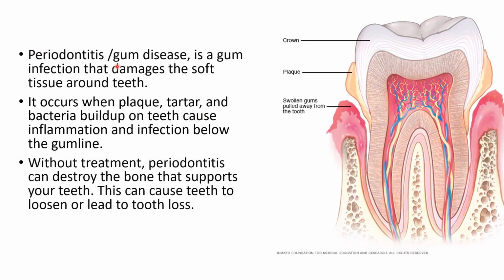The first one is the gum disease, also known as periodontitis. It's an infection that damages the soft tissue of the tooth. Now, we can see plaque, tartar, and bacteria which build up on the teeth, which cause inflammation and infection below the gum line. If subsequent treatment is not done, the periodontitis will destroy the bone that supports the teeth, causing the tooth to loosen and finally lead to the tooth being replaced.